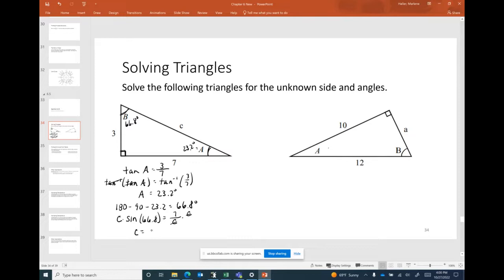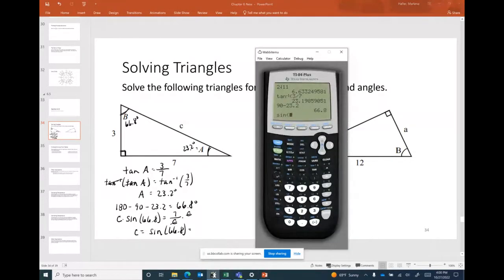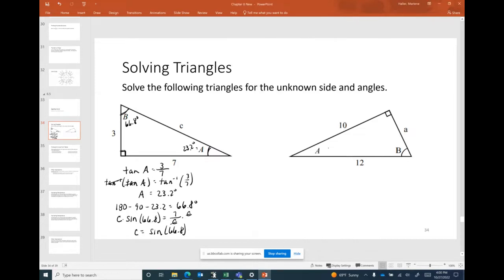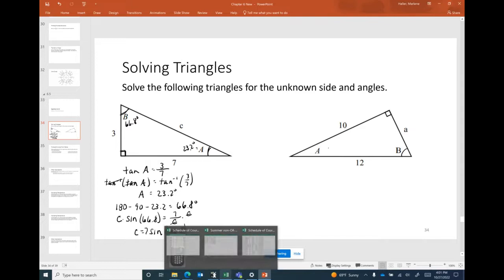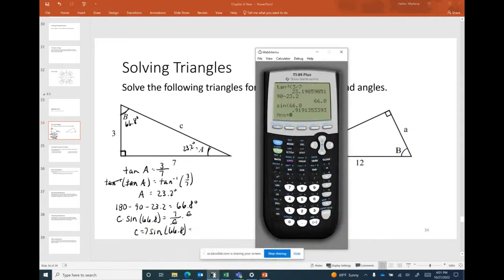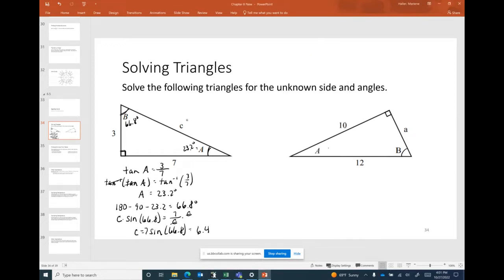So C is equal to 7 over the sine of 66.8 degrees. Let's find out what that is. Sine of 66.8, times 7. Oops, I missed something: it's 7 times the sine of 66.8. Let's see what that is. There we go, 6.4. All right, so the length of side C is 6.4, and now we've solved that triangle.